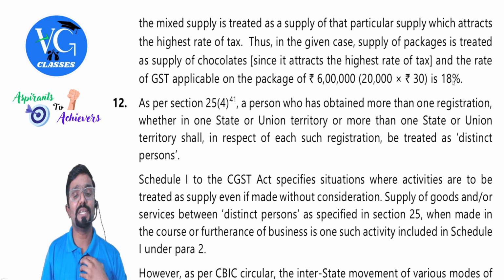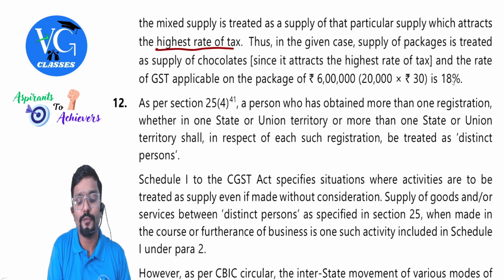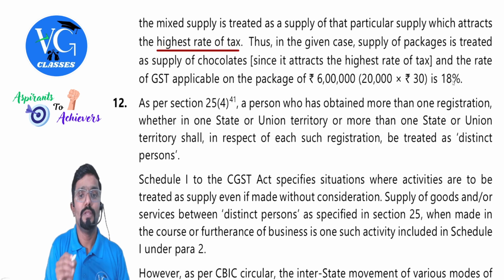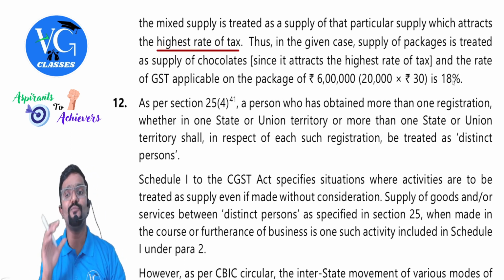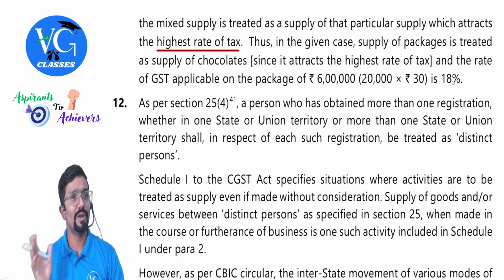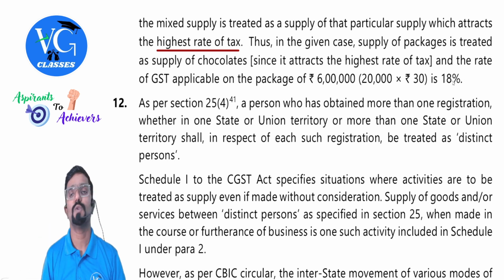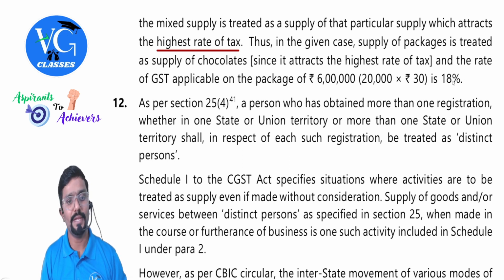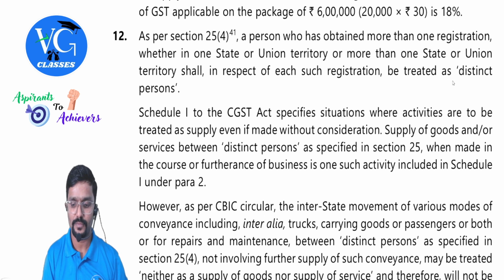The mixed supply is treated as supply of that particular supply which attracts the highest rate of tax. Thus, in the given case, supply of packages is treated as supply of chocolates. Why so? Because that attracts the highest rate of GST. Since it attracts the highest rate of tax, the GST applicable on the entire package would be 20,000 into rupees 30 each, you will get 6 lakh, on that 18%. On that it would be 18%, guys.